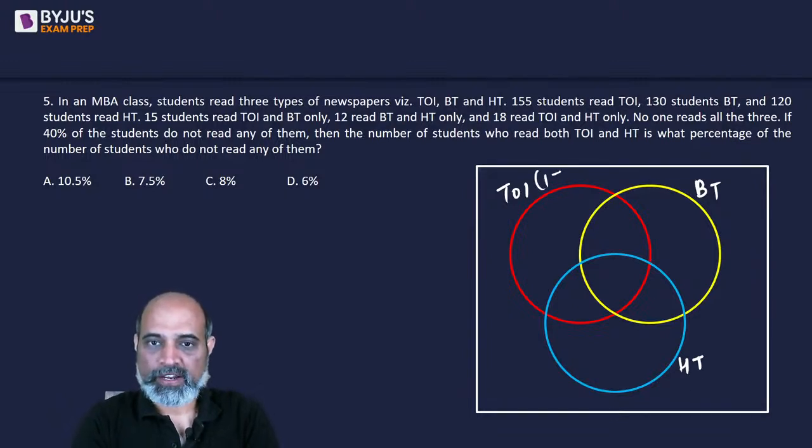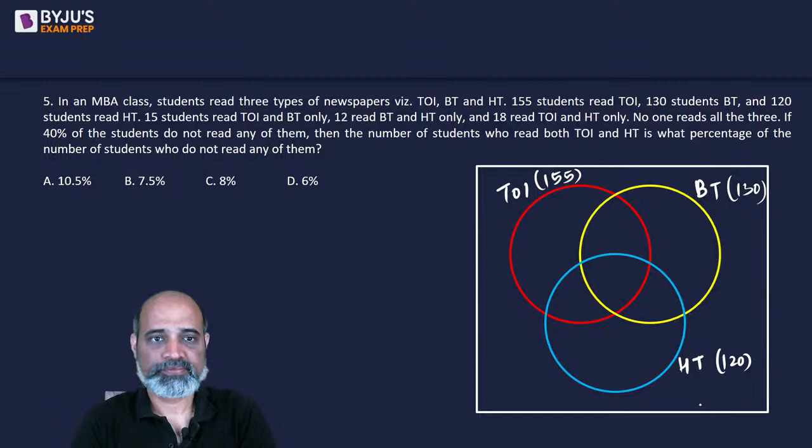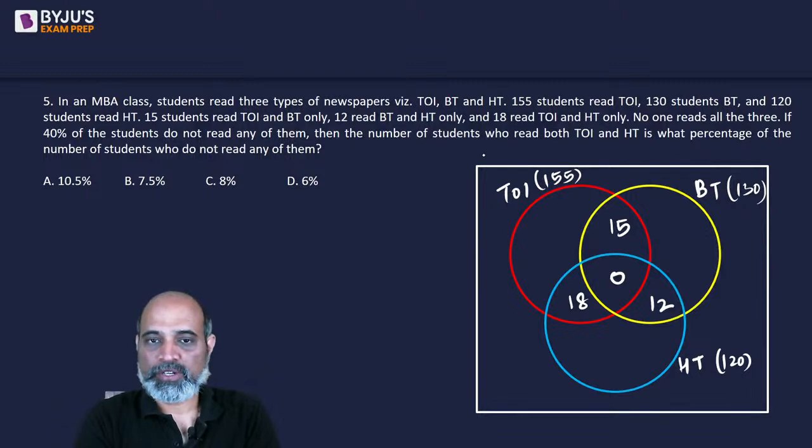It is given that 155 students read TOI, 130 students read BT, and 120 students read HT. 15 students read TOI and BT only, so this is 15. 12 read BT and HT only, this is 12, and 18 read this. No one reads all the 3. If we say that the total number of students is n, it is given that 40% of the students do not read any of them. So this is 0.4 n.